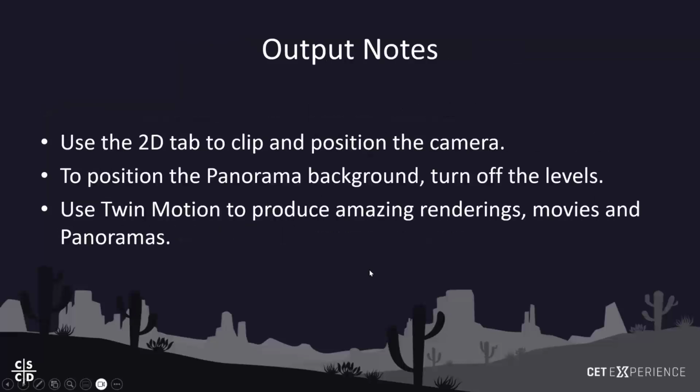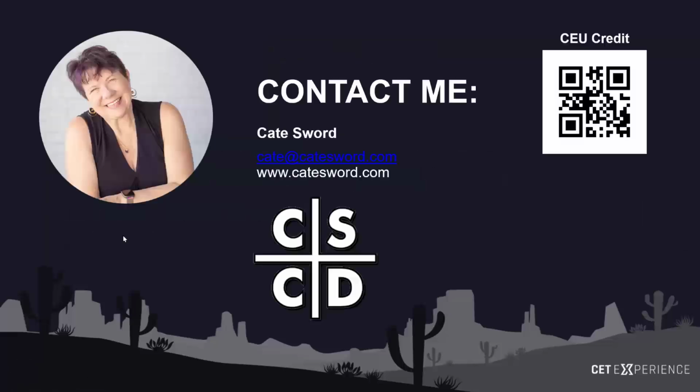All right. Another output note, just go into the 2D tab in your photo lab to clip and position the camera. I showed you how to turn off the different levels so that you can see the panorama. And I also want to point out that Twinmotion is amazing with these levels. When you export this, everything that I just set up, I can export to Twinmotion. The renderings are beautiful. You can do movies through these. It's just seamless.